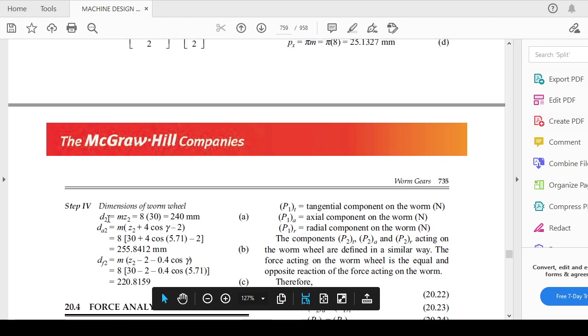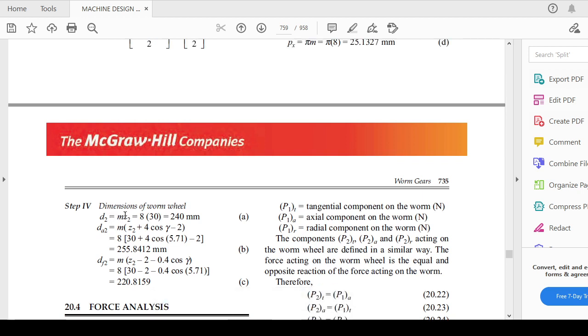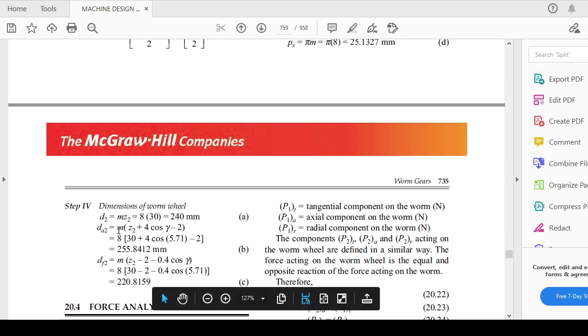As you can see here, d2 equals m z2 because of the ratio. The module is given and z2 is already given, so you can calculate the value of d2. Then you can calculate the diameter of addendum on the worm wheel, for which the formula is m z2 plus 4 cos gamma minus 2. With that you can calculate dA2, then dF2, which is m z2 minus 2 minus 0.4 cos gamma. With the help of that you can solve this numerical.